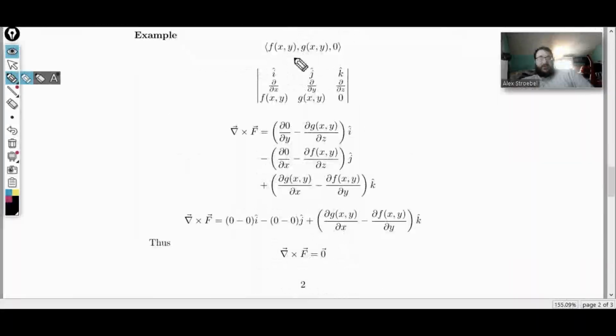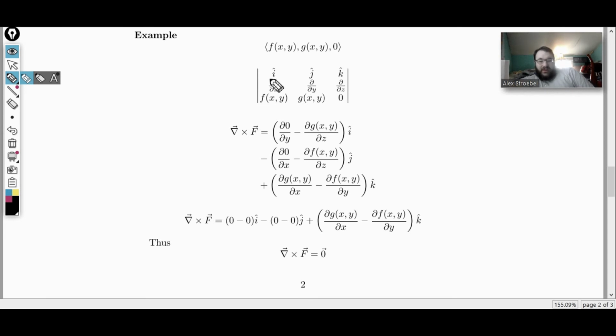Where the x component is a function of x and y, the y component is a function of x and y, and there is no z component, and the z coordinate does not show up anywhere in this vector field. So basically we have a vector field that is the same no matter what z value you give it, and it just depends on x and y. So we take the determinant of it, right? We set it up like we do usually.